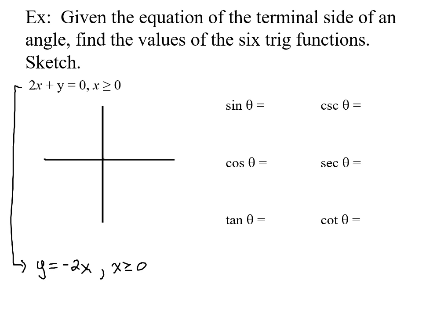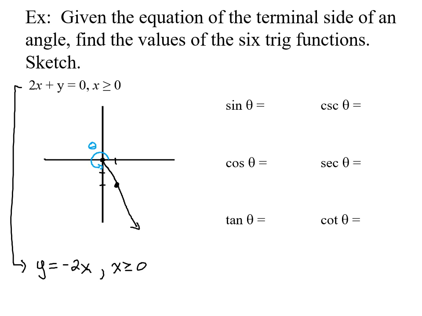Which means you can just plot points if you want to, or you might notice that the negative 2 is the slope of the line. So it has to go through 0, 0. And then negative 2 would tell you to go down 2 and over 1. Since x is greater than 0, then we're only going to go this direction with it. And again, pretend that's a straight line. So that's the terminal side of the angle. Your angle would actually go all the way around this way if you're doing it in a positive direction.